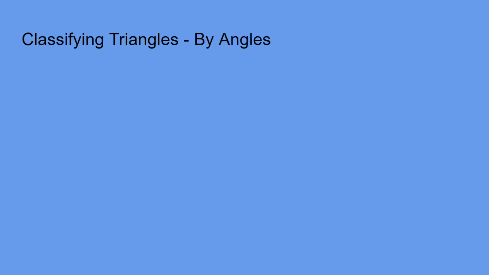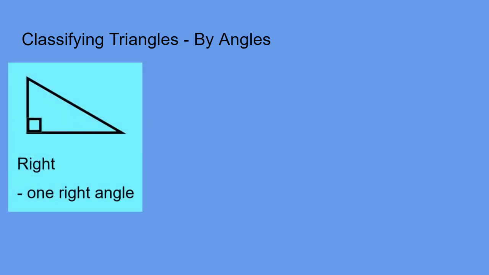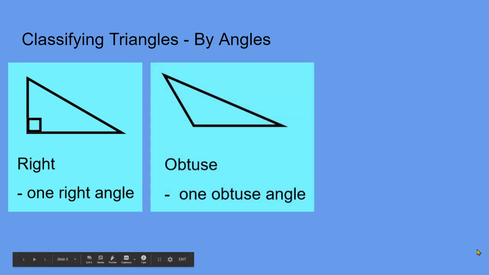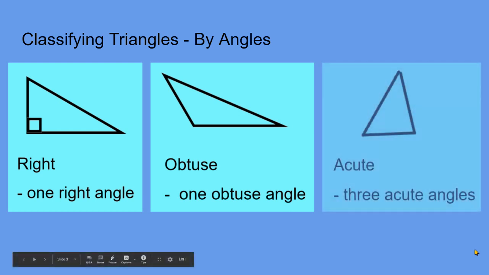We could also classify triangles by their angle measures. We have a right triangle, that would be a triangle with one right angle. We have an obtuse triangle. That's a triangle with one obtuse angle. And we have an acute triangle. That's a triangle that has three acute angles.